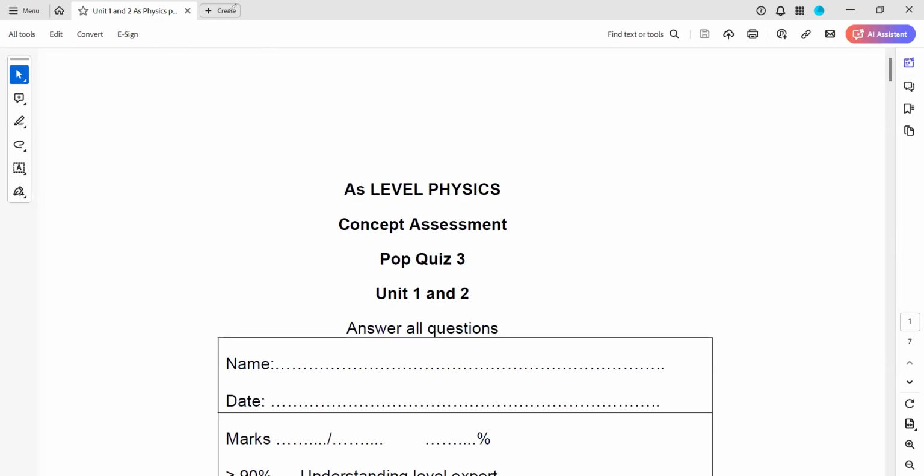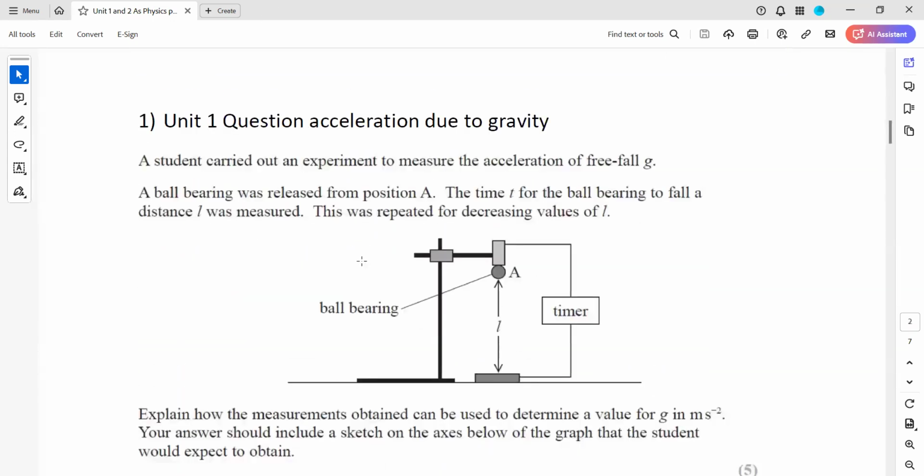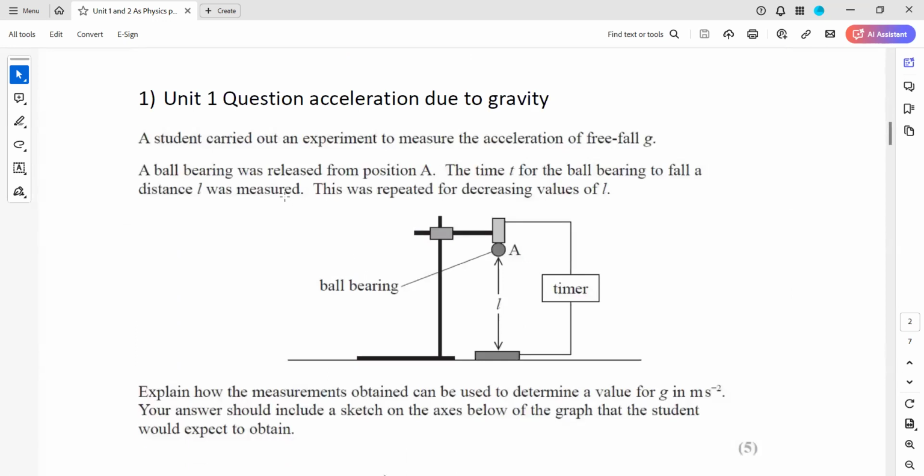So starting with the pop quiz one, which is related to Unit 1 and Unit 2 topics. The first question is related to acceleration due to gravity. A student carried out an experiment to measure the acceleration of a free fall. So the student is finding the acceleration due to gravity, or acceleration of a free fall.